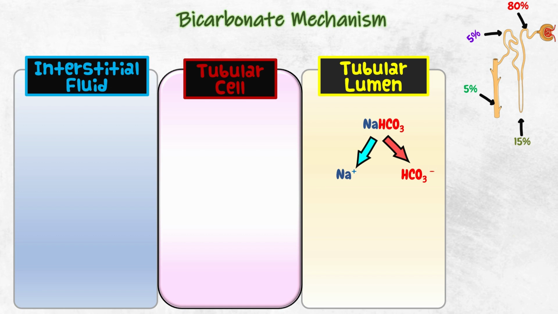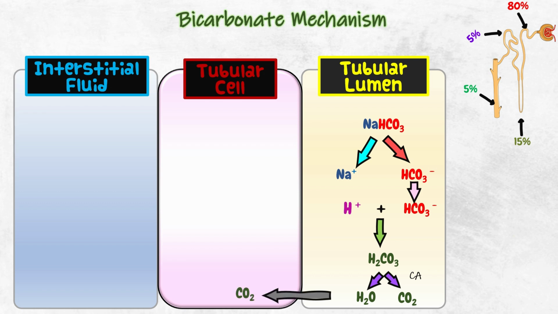The reabsorption of bicarbonate utilizes the hydrogen ion secreted into the renal tubules. Hydrogen ion secreted into the renal tubule combines with filtered bicarbonate, forming carbonic acid. Carbonic acid dissociates into carbon dioxide and water. In the presence of carbonic anhydrase, carbon dioxide and water enter the tubular cell. In the tubular cells, carbon dioxide combines with water to form carbonic acid.